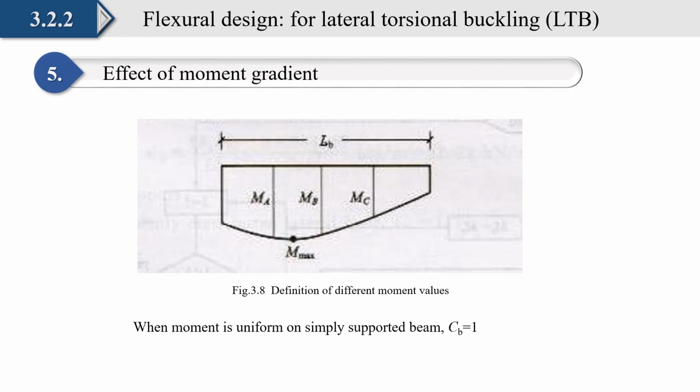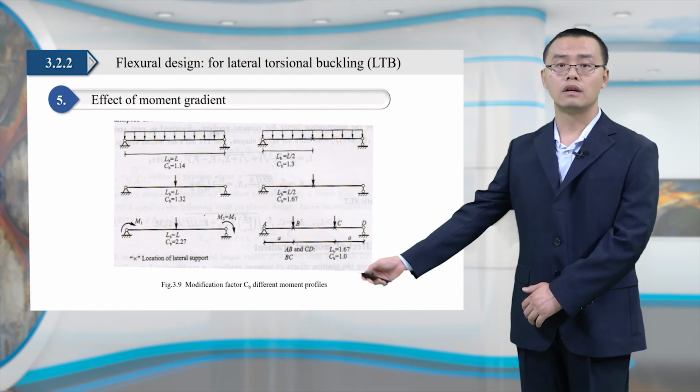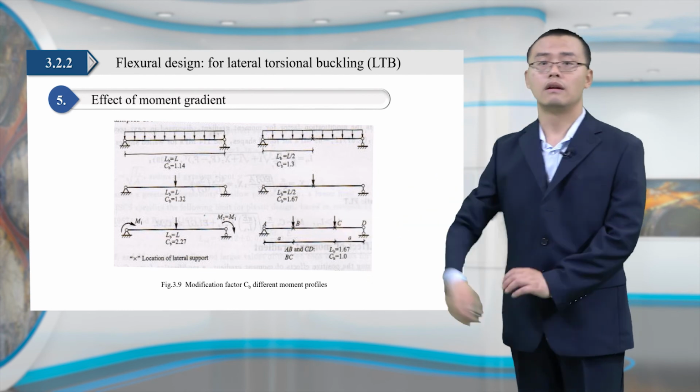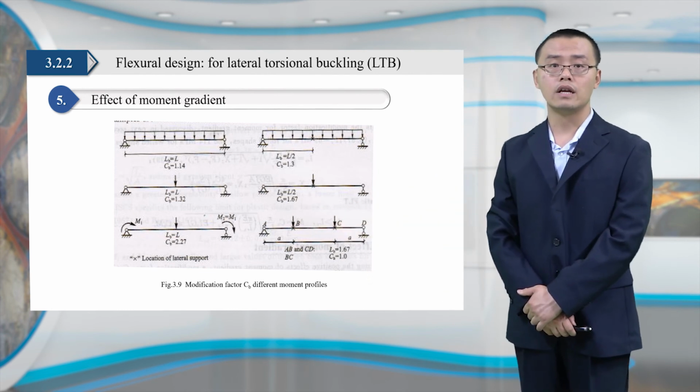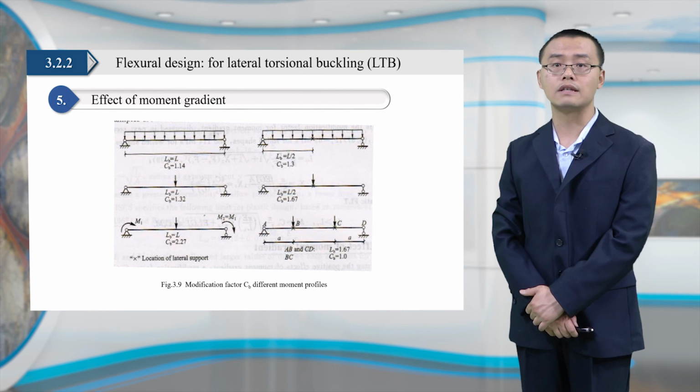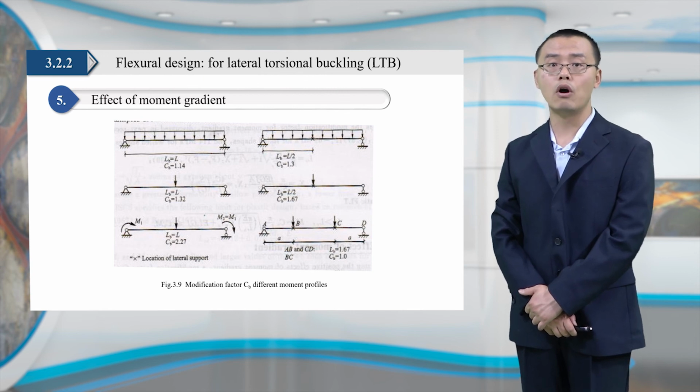You can see from Figure 3.8, it shows the definition of different moment values. When moment is uniform on a simply supported beam, C_B equals 1. Now you can see Figure 3.9 shows the modification factor C_B in different moment profiles.